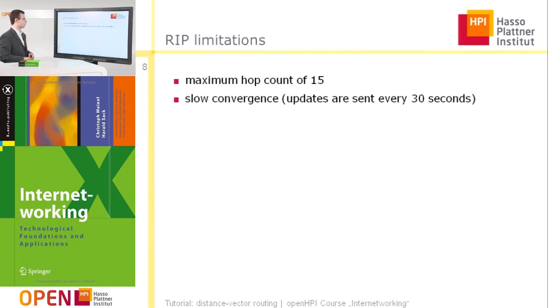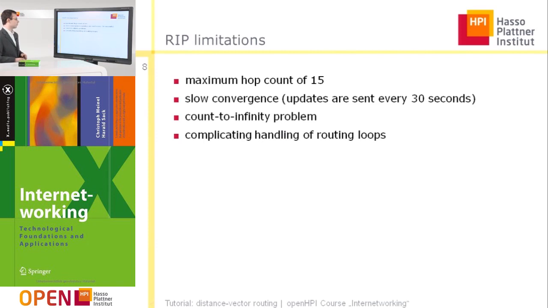If we have a maximum hop count of 15, then it could take more than 7.5 minutes for the routers to receive an update from a network that is located 15 hops away. It also has the count to infinity problem, which could, however, be avoided with the split horizon rule, but it also has a complicated handling of routing loops.